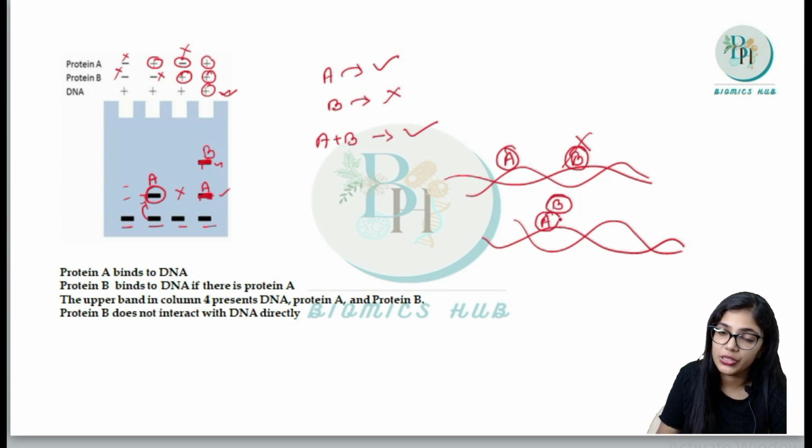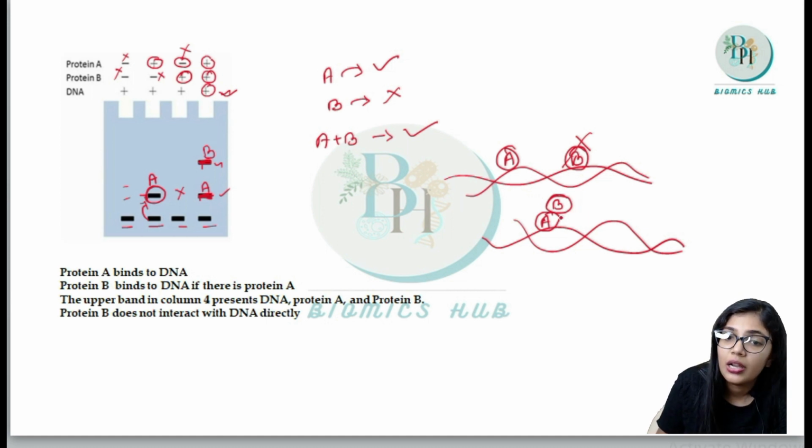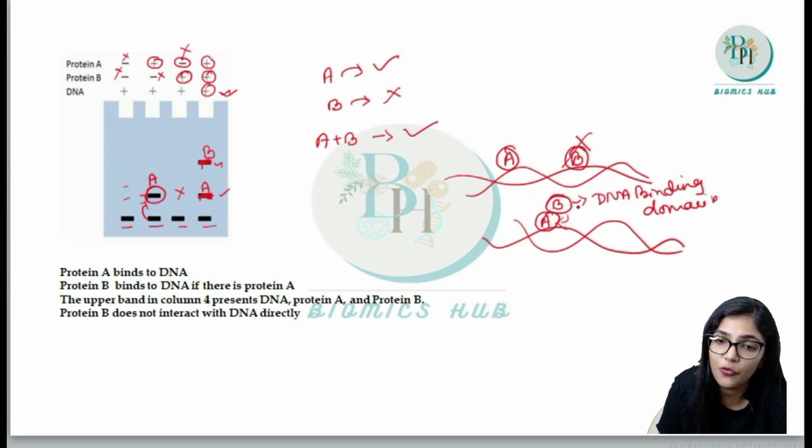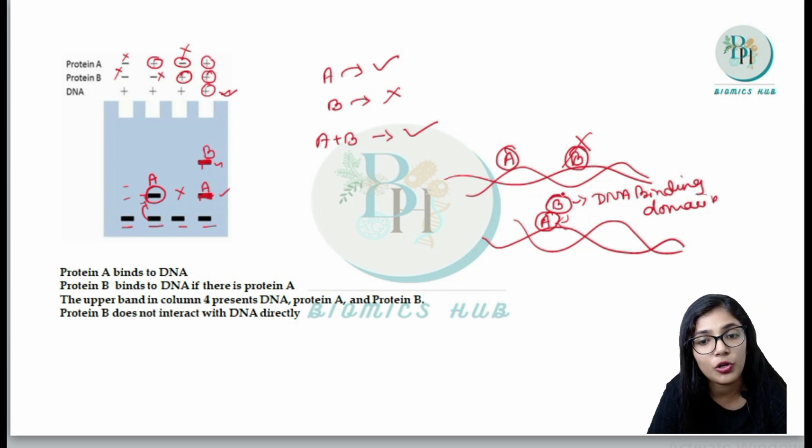So how can this be possible? This protein B may be a transcription factor and it requires some other proteins for interaction with this DNA, because it does not have a DNA binding domain. The DNA binding domain is not present in protein B. It is just a regulatory factor. That means it requires protein A for its interaction, or it will bind with protein A and protein A will bind with the DNA and it will regulate the work of this DNA.